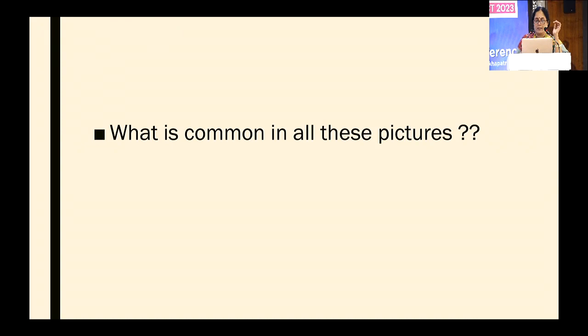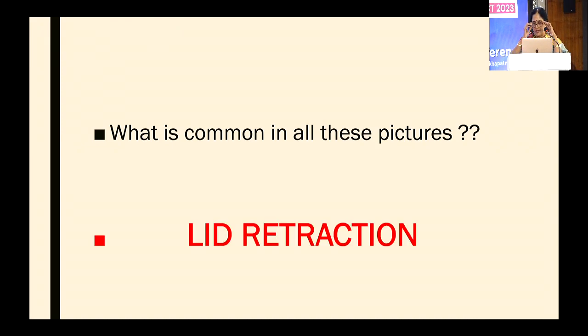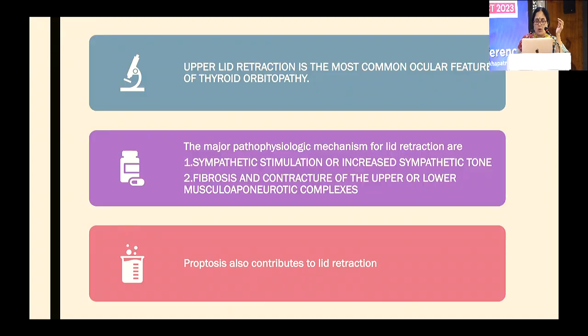So what are you seeing in all these pictures? What is common to all these pictures? It is the lid retraction, which is the commonest feature of thyroid orbitopathy. The dysthyroid neuropathy is the worst, but the commonest is the lid retraction, and therefore we need to see how we are going to treat it.